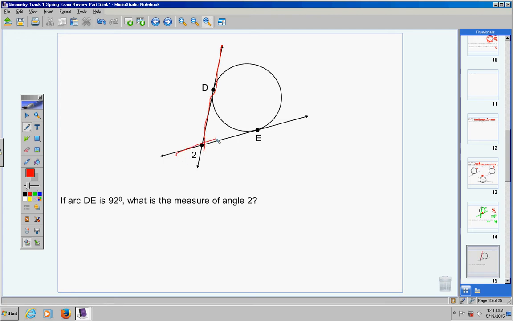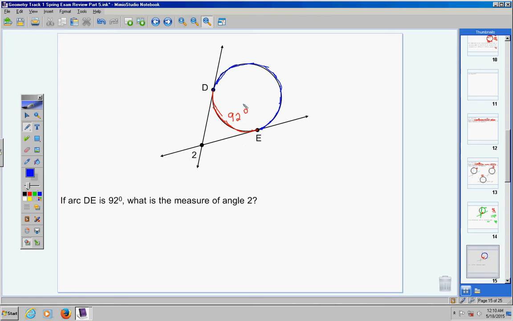and another tangent line, and they intersect outside of the circle. So here we go. If arc DE is 92, so from D to E is 92 degrees, what is the measure of angle 2? Now guys, look, it's common sense. We have to know the measure of DE, but we also have to know the measure of the bigger arc here too.